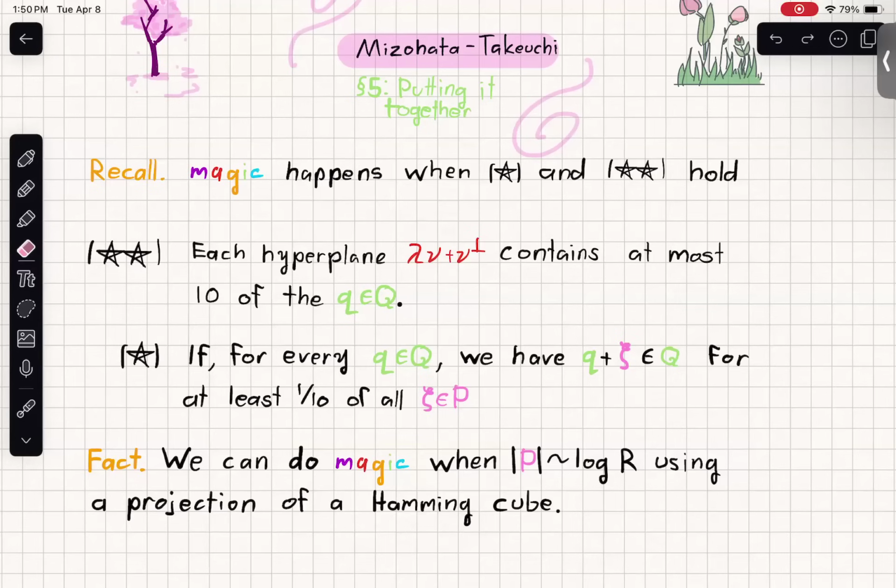So the way that I got around this is taking a very high rank lattice. You can imagine a Hamming cube, which is a 2 by 2 by 2 by ... by 2 cube. And then we project that down into n dimensions.